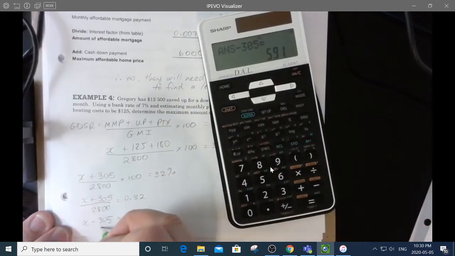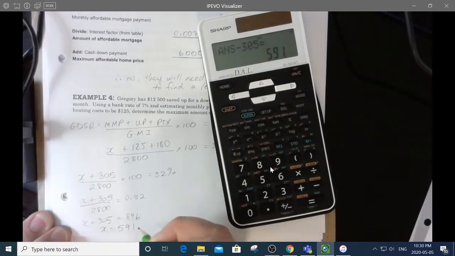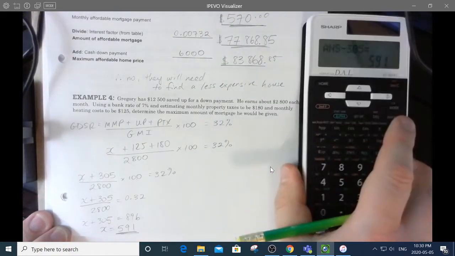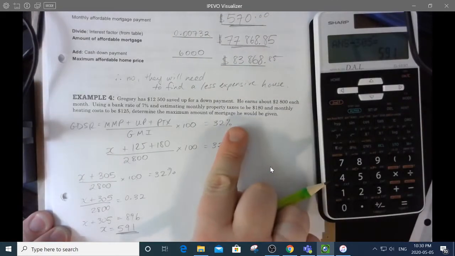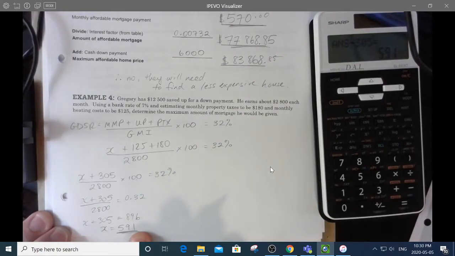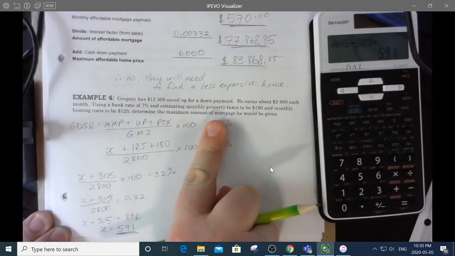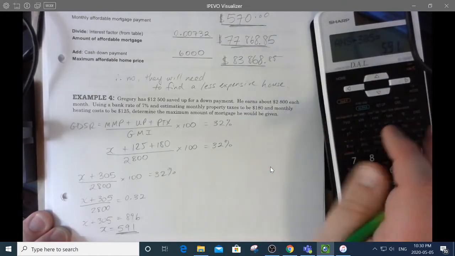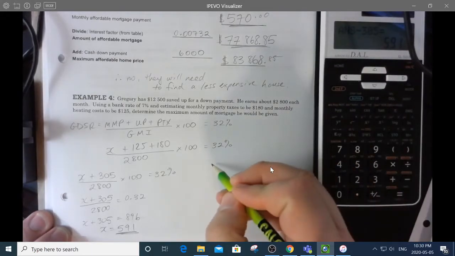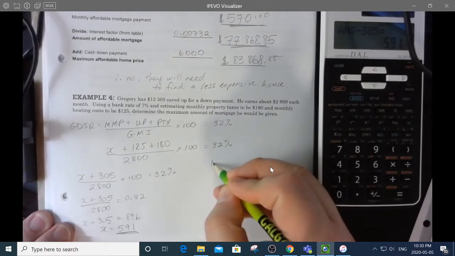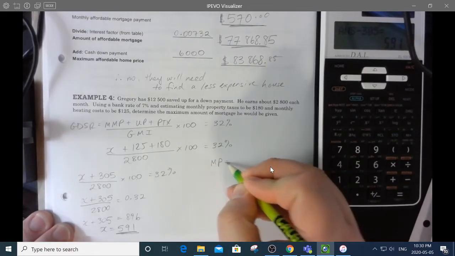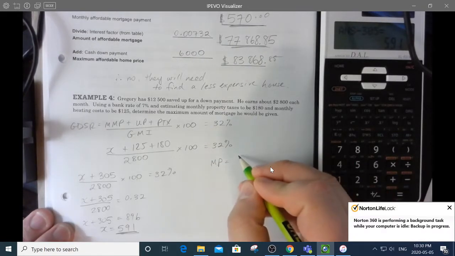There we go. Now we're on track. So there it is. $591 is his absolute maximum mortgage payment. So that's the amount of mortgage payment he can make each month. What's the maximum amount of mortgage he'd be given? Well, go back to the formula from lesson 1, right, where we did monthly mortgage payment. So mortgage payment, it was equal to the amount of the mortgage.